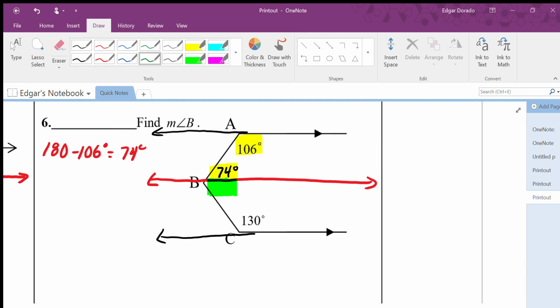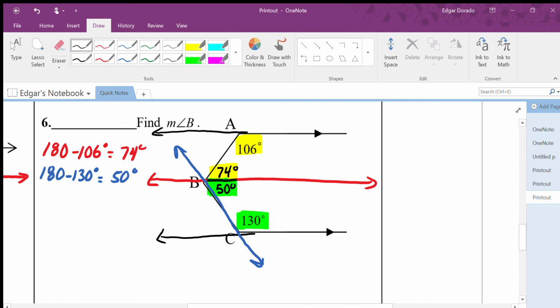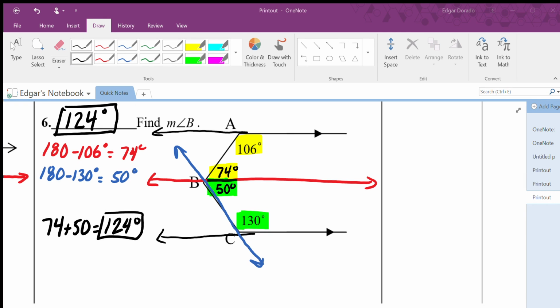On my other portion, these green angles, those are also on the interior of my lines. Again, if you use this as your transversal, they're same side interior. And once again, they must add up to 180. So if I do 180 minus 130, I'm already given, I should get 50 degrees. So 50 degrees. I have now my top piece and bottom piece of my angle B. So if you add them up, you get 124 degrees. So my answer here is 124 degrees. So if you guys answered that, you guys are good.